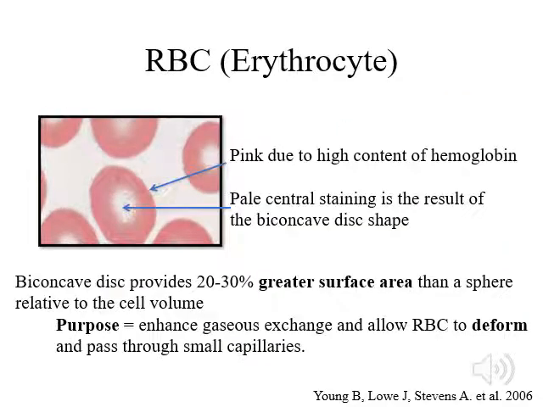When a red blood cell is viewed within a blood smear, it is readily identified as being fairly oval in shape, being quite eosinophilic or pink in color due to the high content of hemoglobin. It will have a pale staining central region, and this is actually a result of the biconcave disc shape of the cell. This biconcave disc actually provides 20 to 30% greater surface area than a typical sphere would for a given volume. So the purpose of this shape is to enhance the surface area for gas exchange and allow red blood cells also to deform and pass through quite small capillaries.